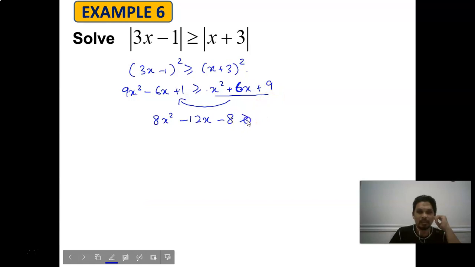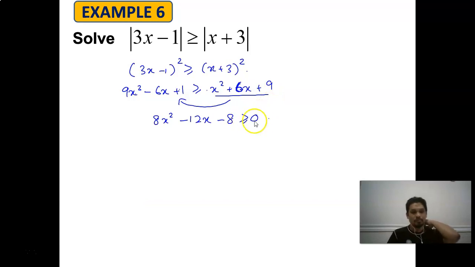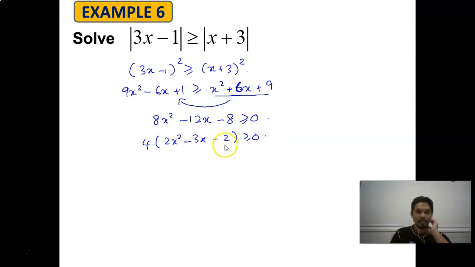Okay, greater than or equal to 0. Factorize with a 4 here. So we got 2x squared minus 3x minus 2 greater than or equal to 0. We can factorize out the 4, and we may ignore it or just write it down. Divide by 4, it's 0 here. Never mind. 4 divided by 4 on the left side, and divide by 4. So there's only the quadratic left here.